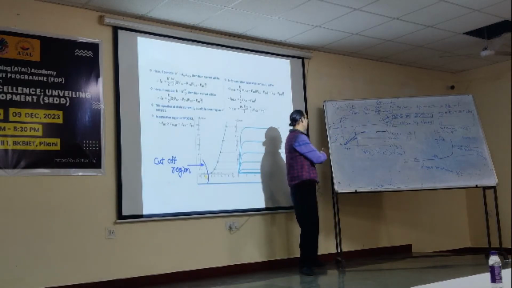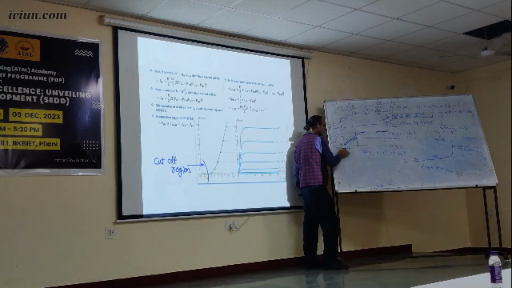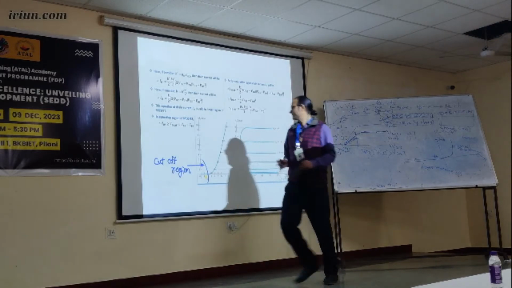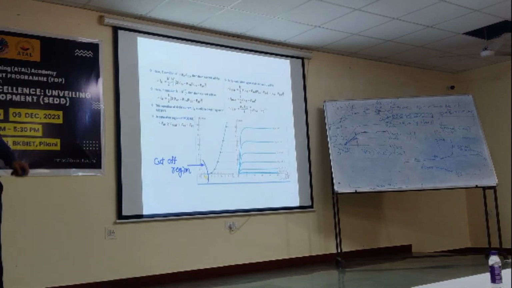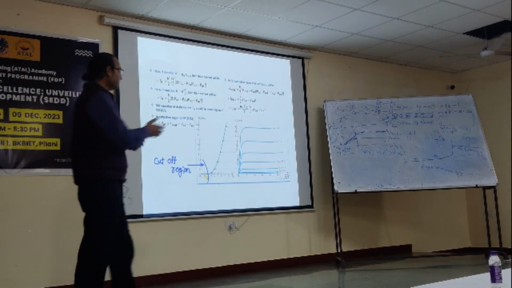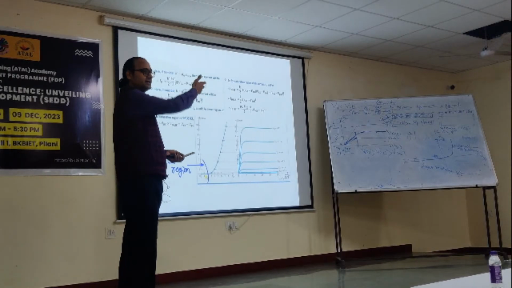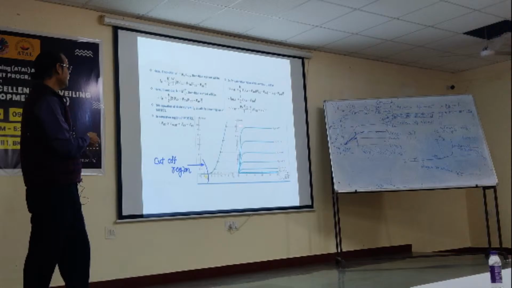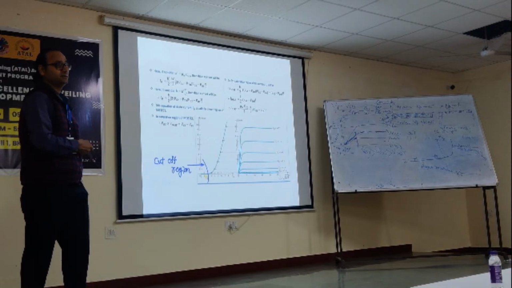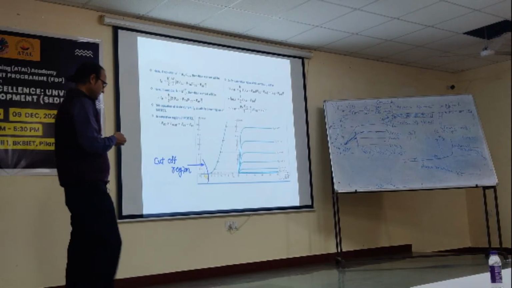They are also called transfer characteristics. I have drawn them very roughly. But nowadays we have smart simulators like TCAD. There we can plot ID versus VG and ID versus VD, all the plots we can do. They are interrelated.